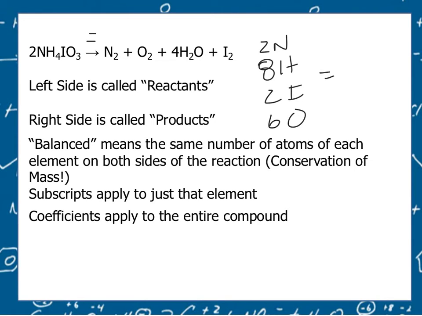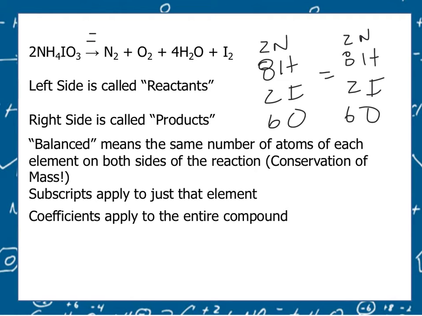And on the other side, I have 2 nitrogens. I have 4 times 2, 8 hydrogens. 2 iodines, and 2 oxygens here, plus 4 times 1, 4 oxygens, gets me a total of 6 oxygens there. So the balance means that all told on this side, I have the same number of each kind of element as all told on this side, so just an equals arrow.